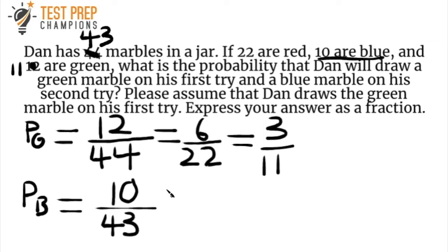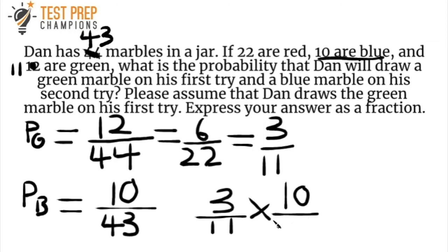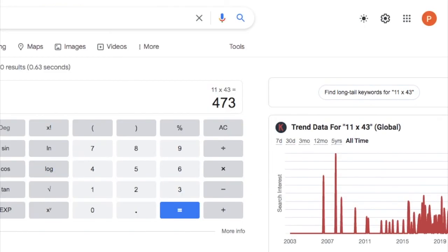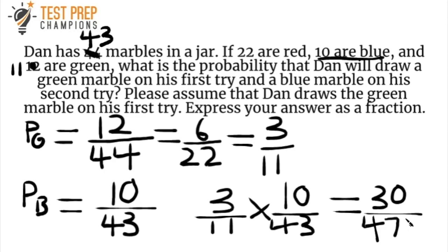So we've got two kind of weird numbers here. We've got 3 over 11, and we've got 10 over 43. So let's multiply these together, and we're going to get a strange number here, but that's okay because numbers in the real world don't always work out perfectly. All right, so 3 times 10 is going to give us 30. Here, let's use a calculator. 11 times 43 is going to give us 473. All right, 30 over 473. And so this is in simplest form.